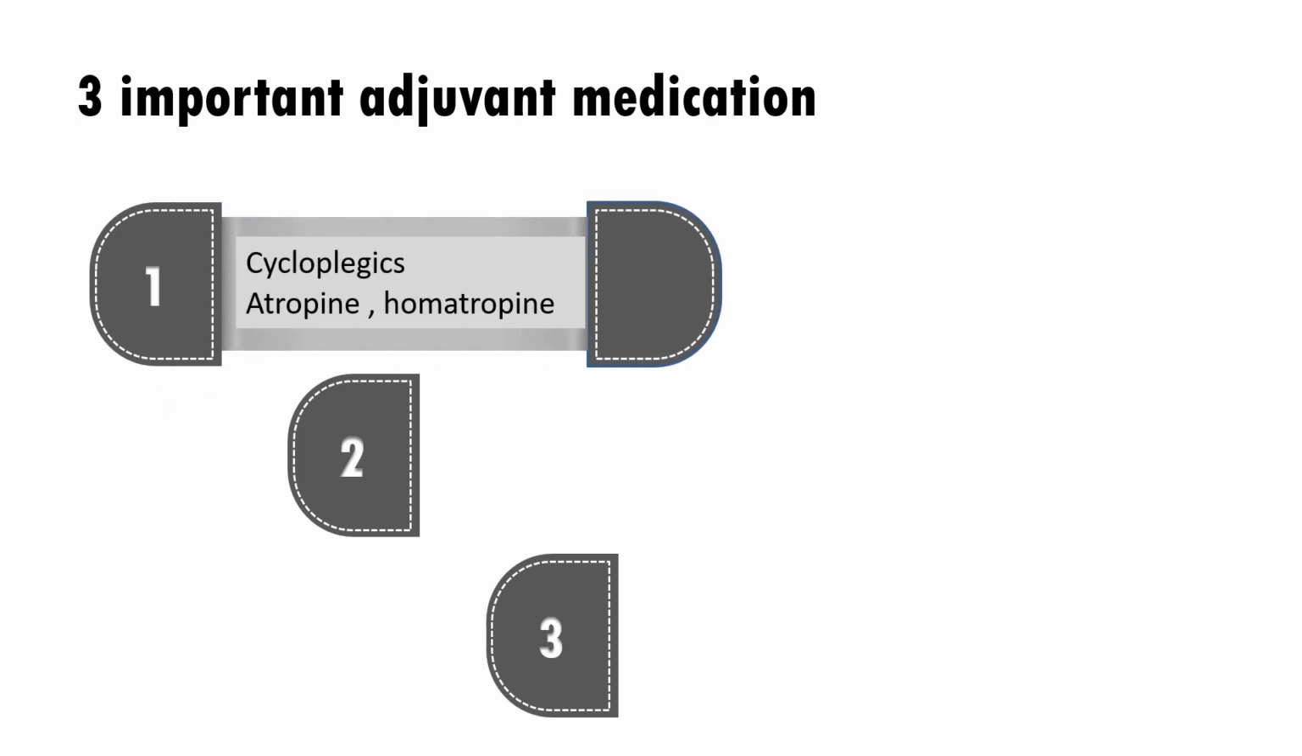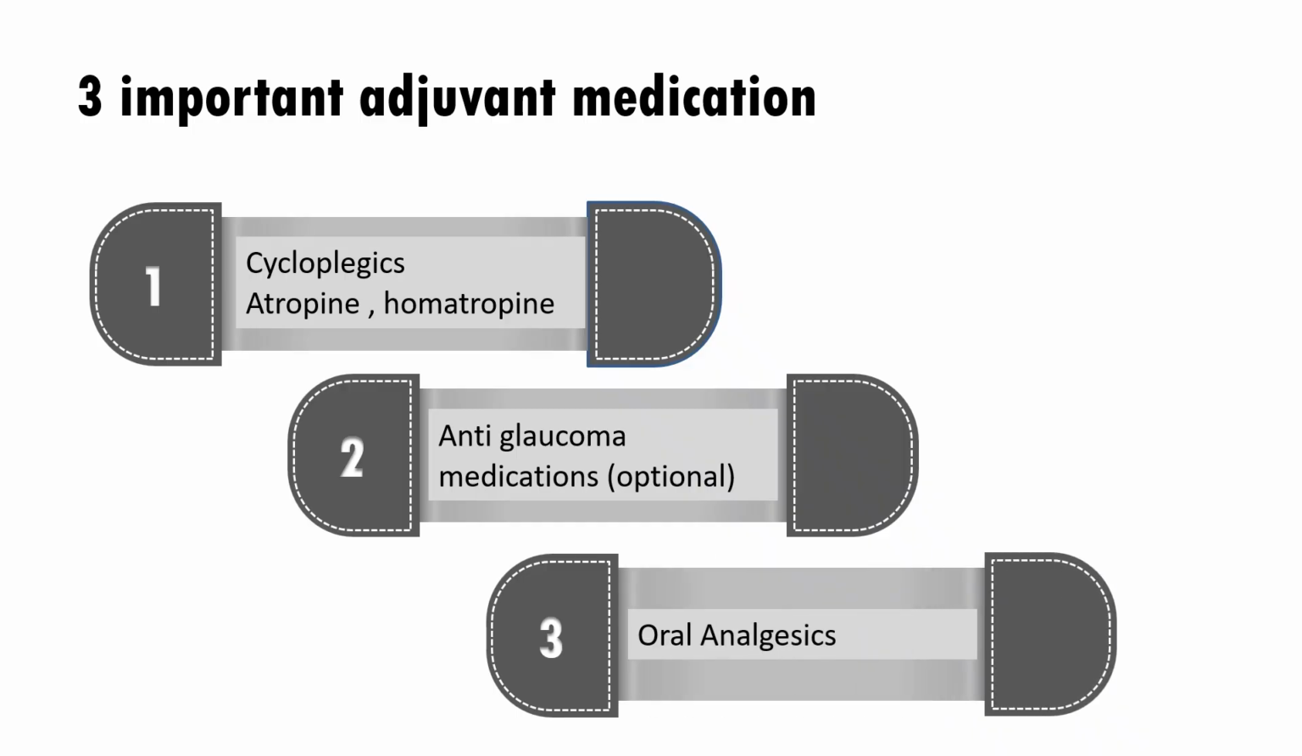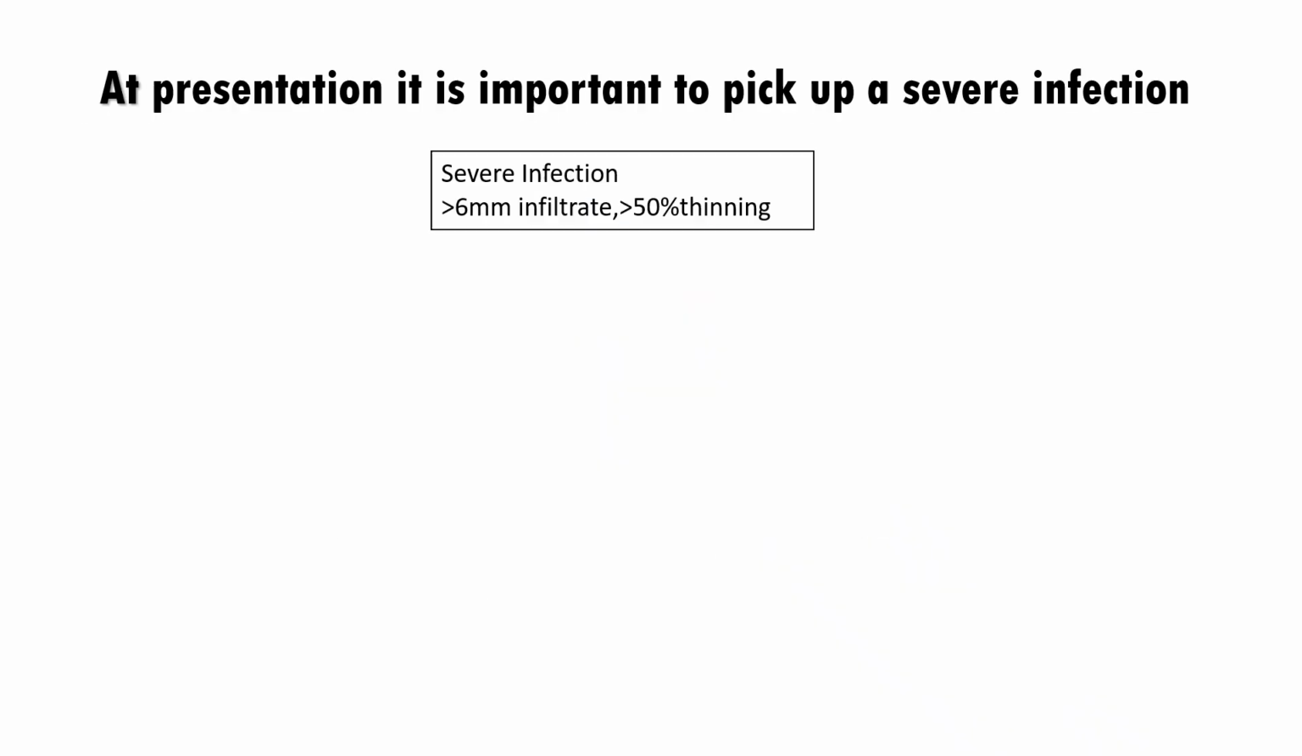First one is the cycloplegics, which is either atropine or homatropine, nothing less than that, because you need really long acting cycloplegics for it. Anti-glaucoma medications may be used if you feel that there is a rise in IOP, and you can give oral analgesics to relieve the pain of the patient.